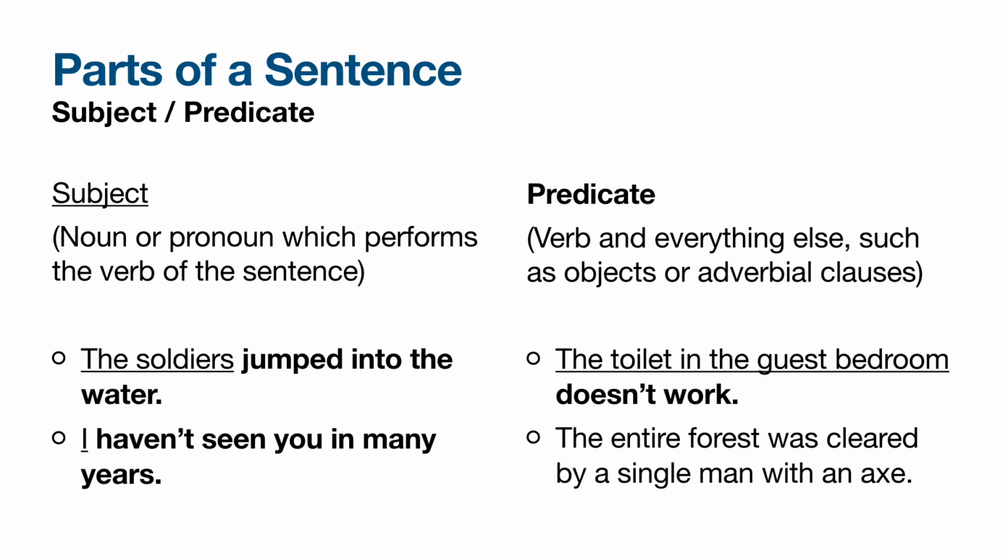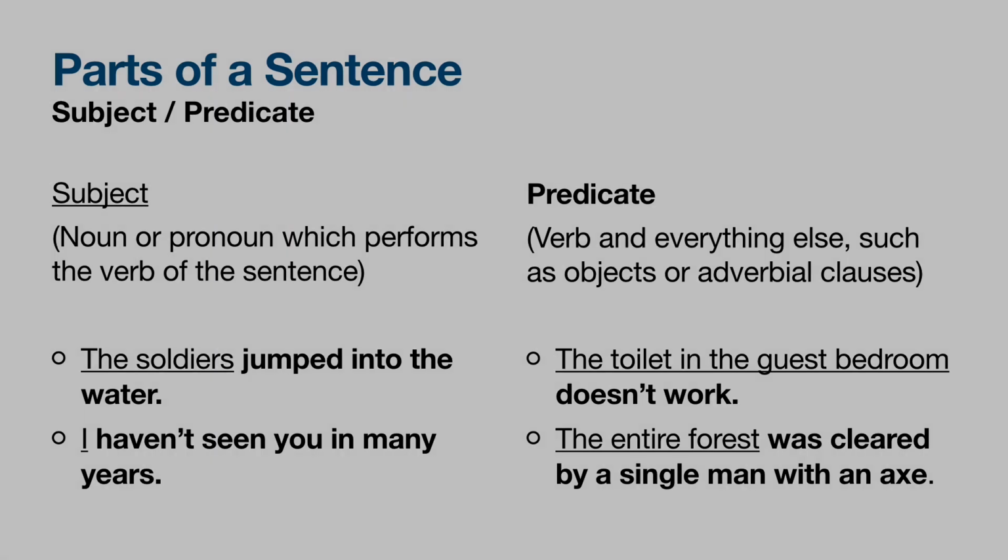Number 4 is written in passive voice, which we'll talk about later, but it reads, the entire forest was cleared by a single man with an axe. Normally, we identify a subject as the noun which performs the verb, cleared. But in this case, it's written to focus on the forest. So the forest becomes the subject of our sentence. Was cleared by a single man with an axe is the complete predicate. We'll talk about this more later.